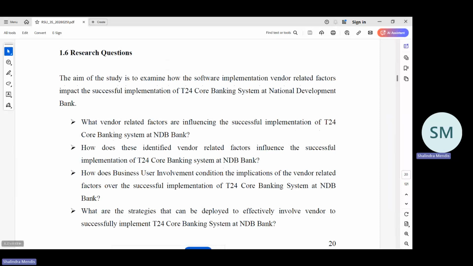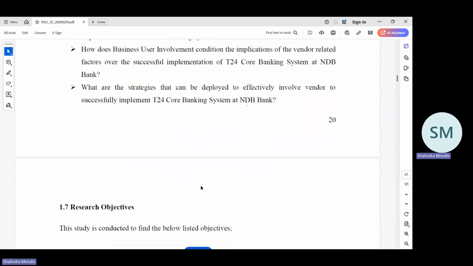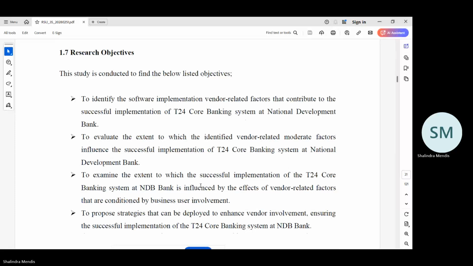So the third one in mine is a moderating variable. Many of your dissertations will not have a moderating variable. So if you do, this is the way you need to structure it. Research question, then the research objectives, very important. To identify, to evaluate, to examine, to propose. Basically, those are the 4 areas you need to highlight.